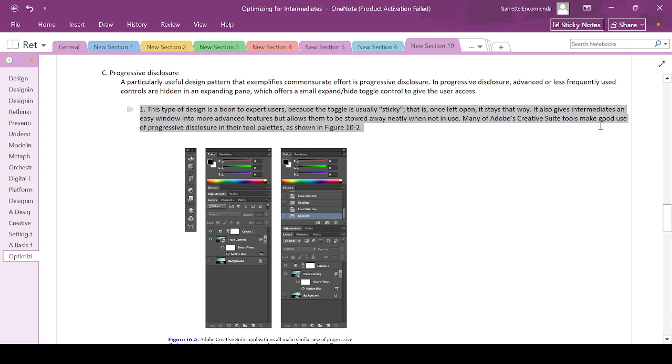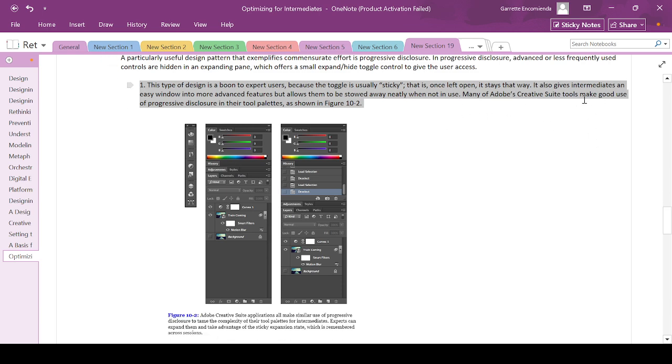It also gives intermediates an easy window into more advanced features but allows them to be stowed away neatly when not in use. Kind of like a toolbar. When it is open, it stays there, kind of like a modeless feedback. But if the user, the intermediate or the beginner, don't want that, they can neatly put that away when not in use.